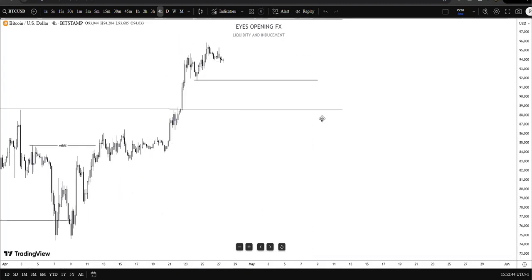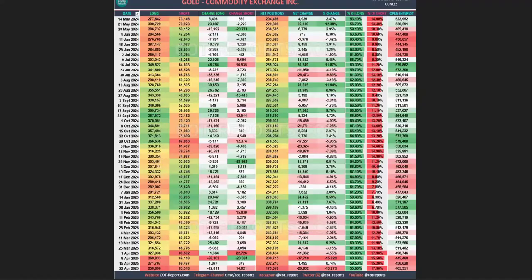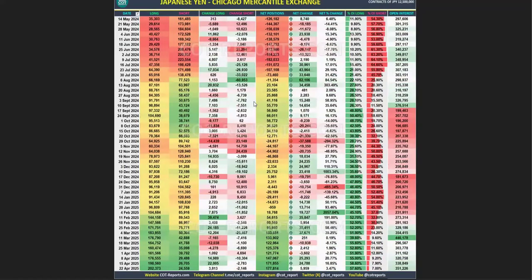So that is all for this week. That is all for the COT report. This is the Japanese yen right here. Japanese yen is gaining strength, but currently technical analysis is still on the buy side.